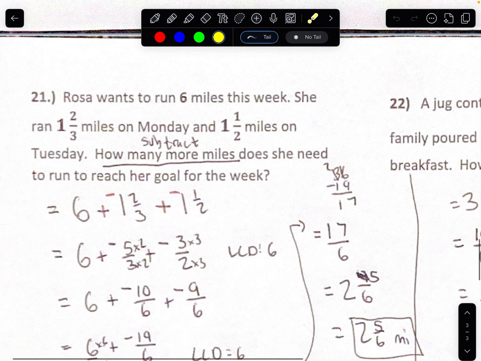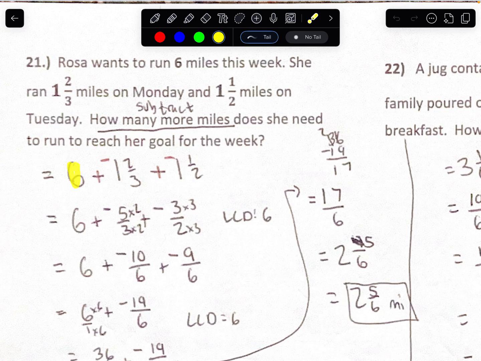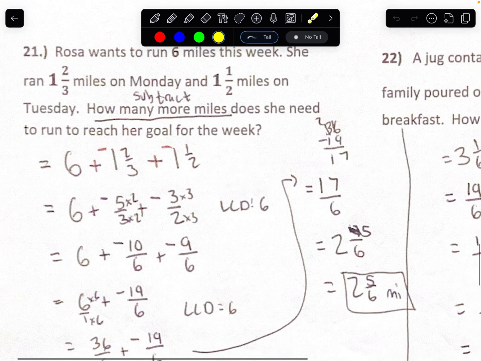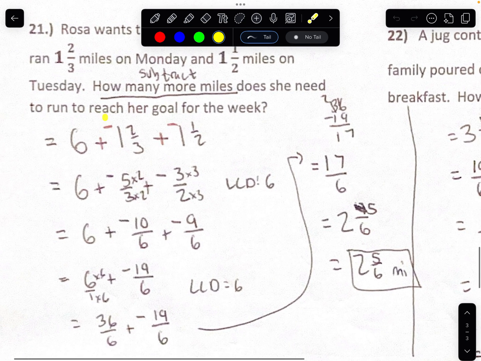This is a longer problem, but we want to know that this is a subtraction. So we started off with 6 miles because that's the goal. She already ran 1 2/3, and then on a different day she ran 1 1/2. So how many more miles left does she need to run? So 6 minus, well, I already add the opposite. So plus negative 1 2/3 plus negative 1 1/2.